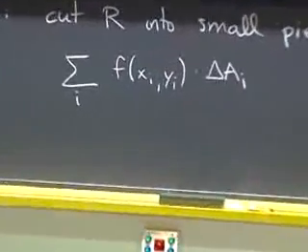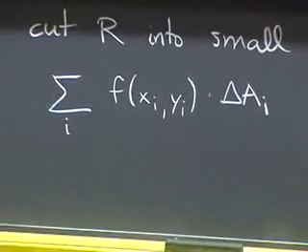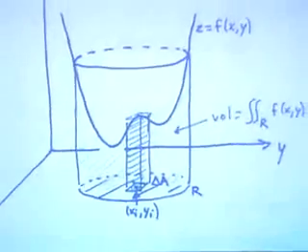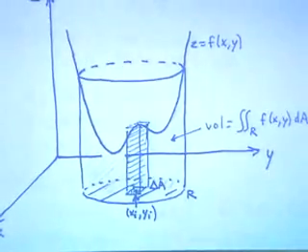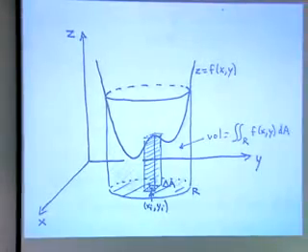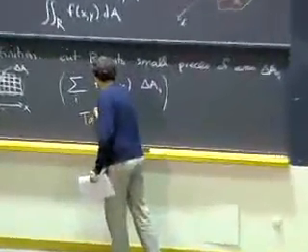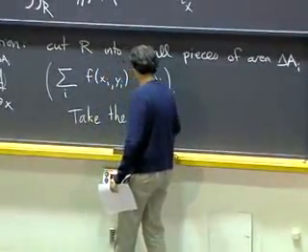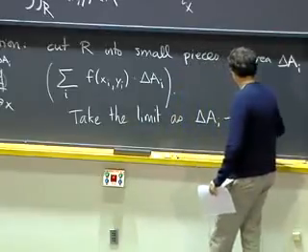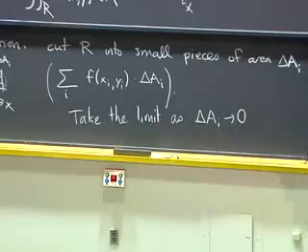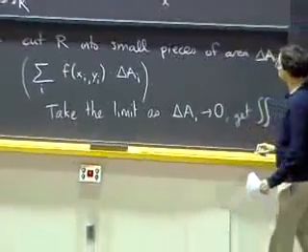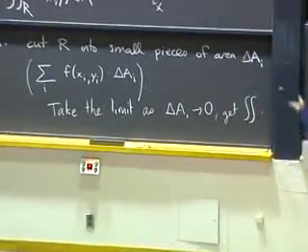What that corresponds to in the three-dimensional picture is that I sum the volumes of all of these little columns that sit under the graph. And then what I do is take the limit as the size of the pieces tends to 0, so I have more and more, smaller and smaller pieces. And that gives me the double integral.